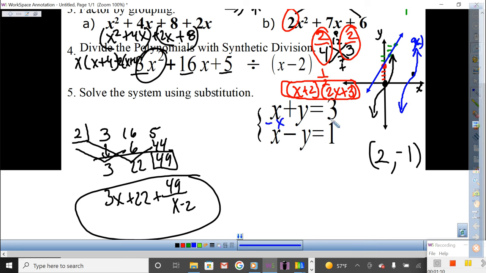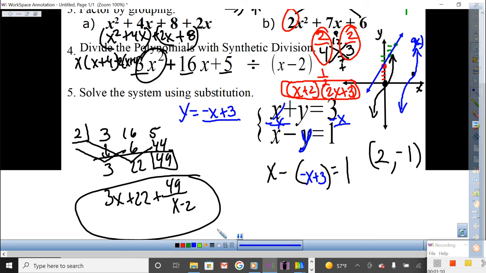So I'm going to subtract x. That means we're left with y equals negative x plus 3. What does that mean? On the second equation, instead of writing y, what am I going to write? Negative x plus 3. So I need to bring down the x, the minus, and in there I'm going to substitute negative x plus 3.